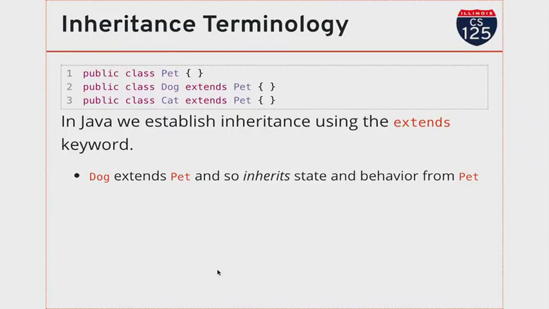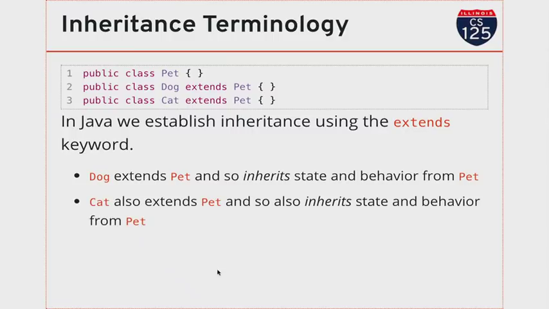So for example, in this case, on line one, I declare a class called pet, and then on lines two and three, I declare two classes, dog and cat, that both inherit from pet. They both extend pet. So dog extends pet, it's going to inherit state and behavior from pet. Cat also extends pet, so it's going to also inherit pet's state and behavior.